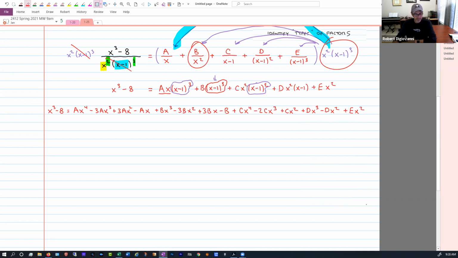There it is. Now we have to collect like terms. So I'm going to start by looking for the highest power of x. So here's the highest power of x. I have ax to the 4th. So that's the only one I have. So I'm going to go ahead and write this x cubed minus 8 equals.